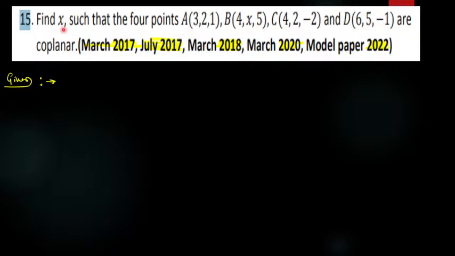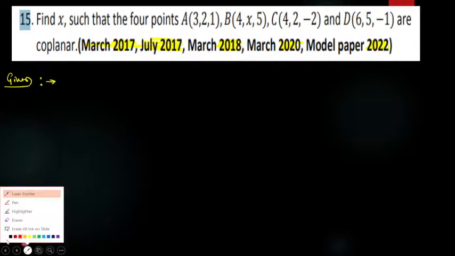It means the scalar triple product of all the 3 vectors, whatever you are going to find, is equal to 0. Because you have to write the coplanar condition and take it equal to 0. Then find the value of x. This question was asked in 2017, 18, 20 and 2022 also, in the model question paper. We'll see how to resolve this.